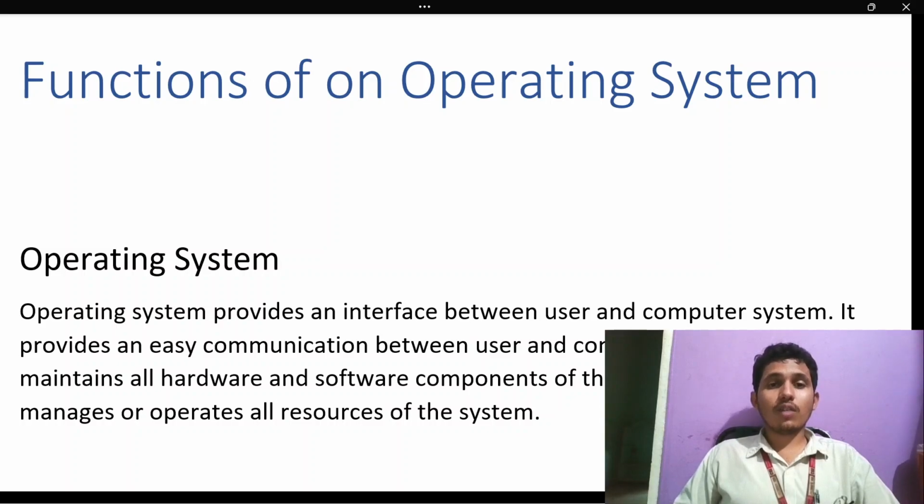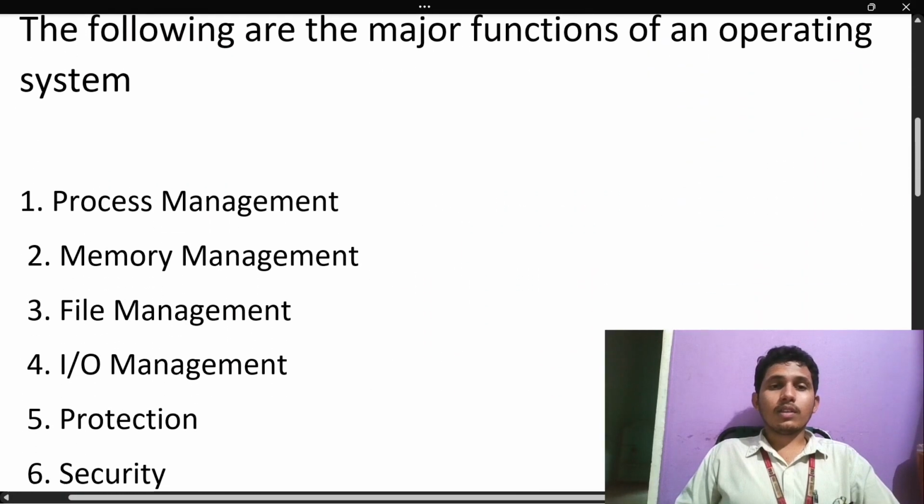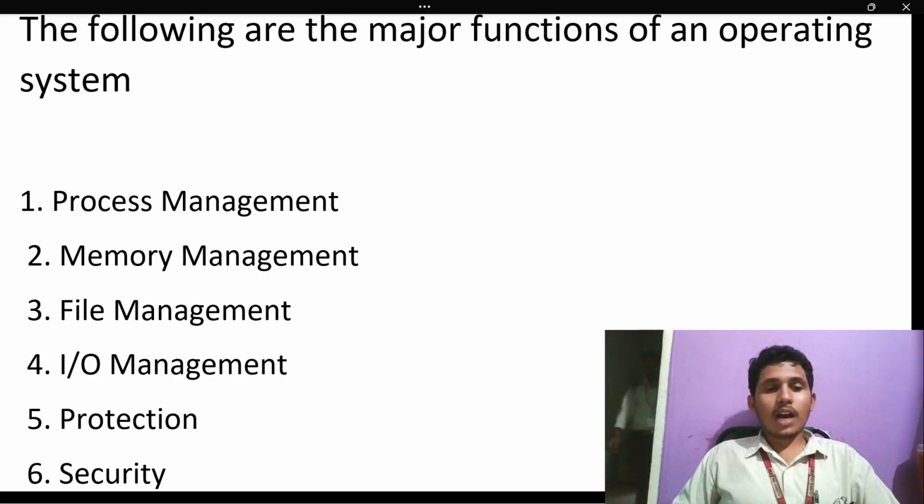Let us go to the functions of operating system. The following are the major functions of operating system: process management, memory management, file management, IO management, protection and security. So all these are the functions done by the operating system, but IO management takes up more of the space in the operating system because there are many types of IO devices and many drivers allocated to it. Today I am going to discuss about protection and security.